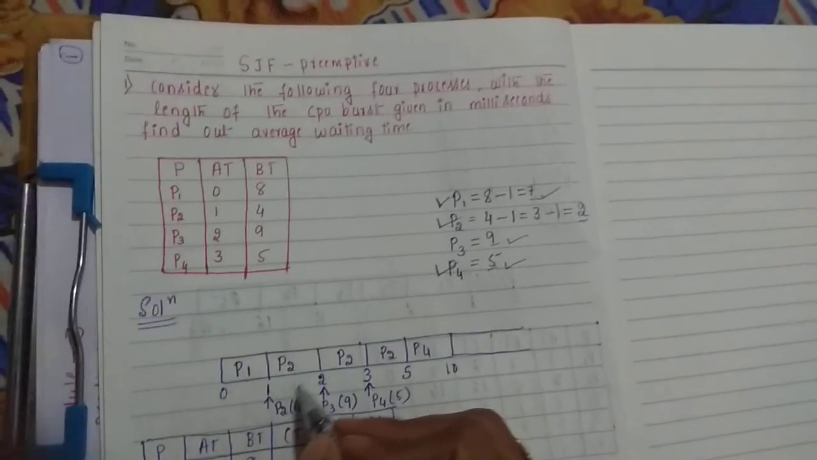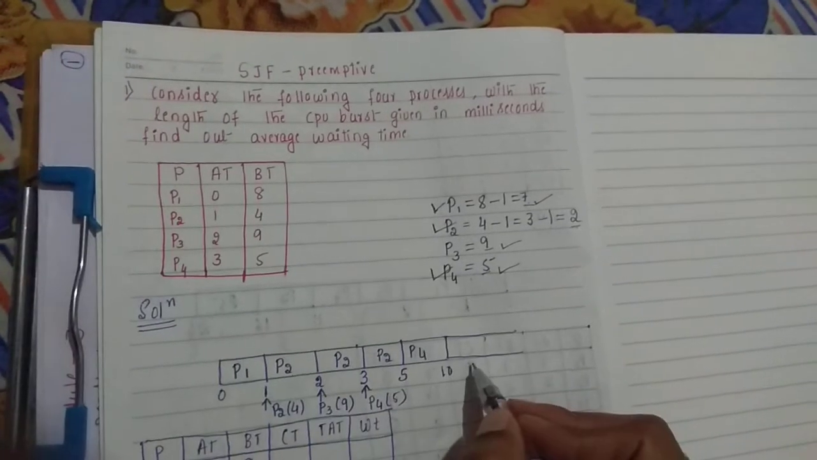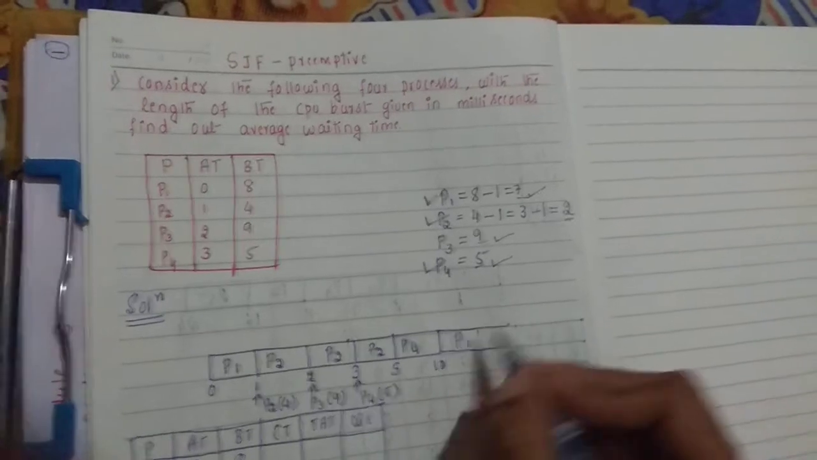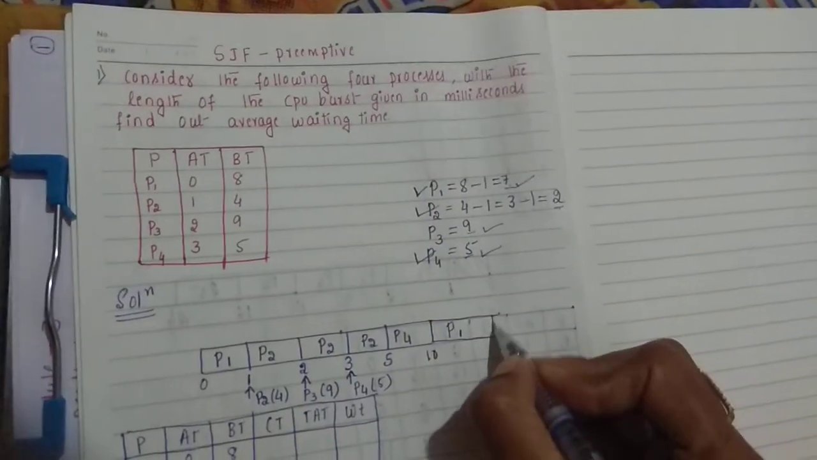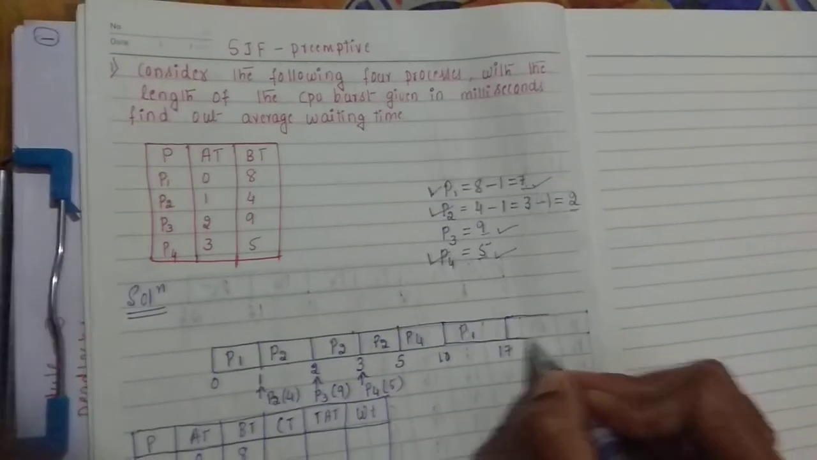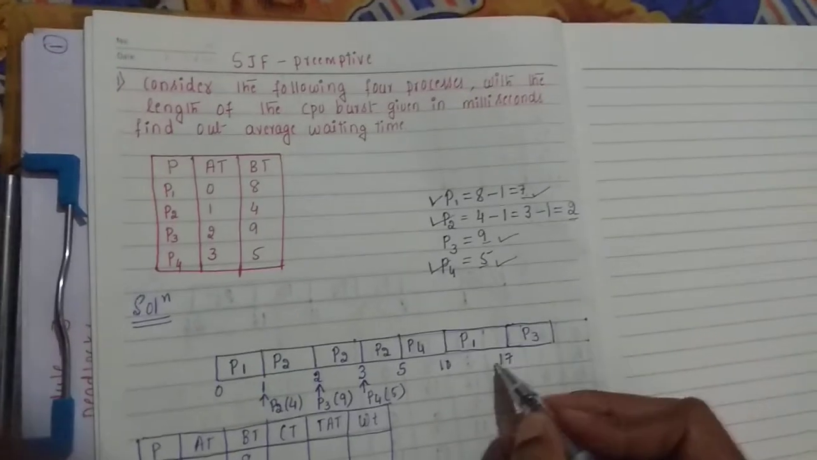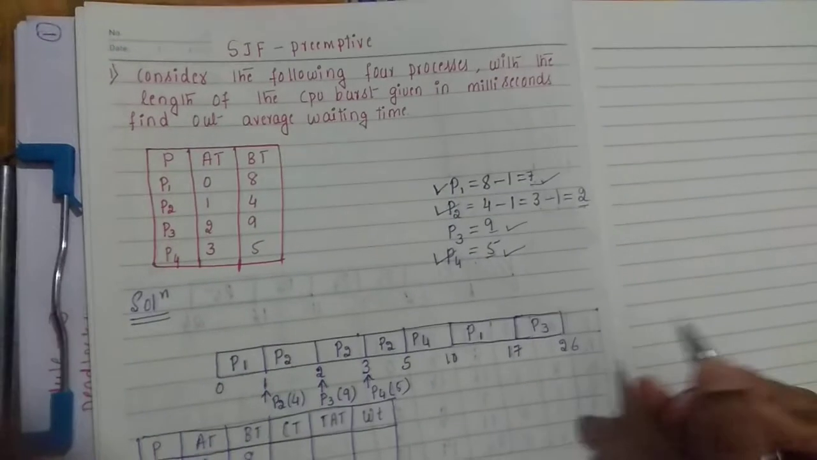P2 came and he preempted P1. Okay, so now he is getting the chance again. So now process P1 enters and executes fully. So that is 7 milliseconds. 10 plus 7 is 17. P1 also completed. And the last one remaining is process P3. 17 plus 9 is how much? That is 26. So the Gantt chart is completed.